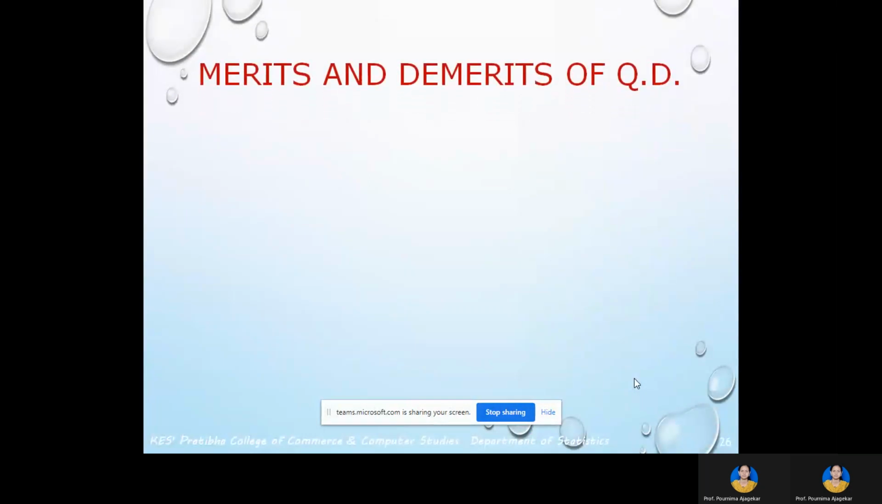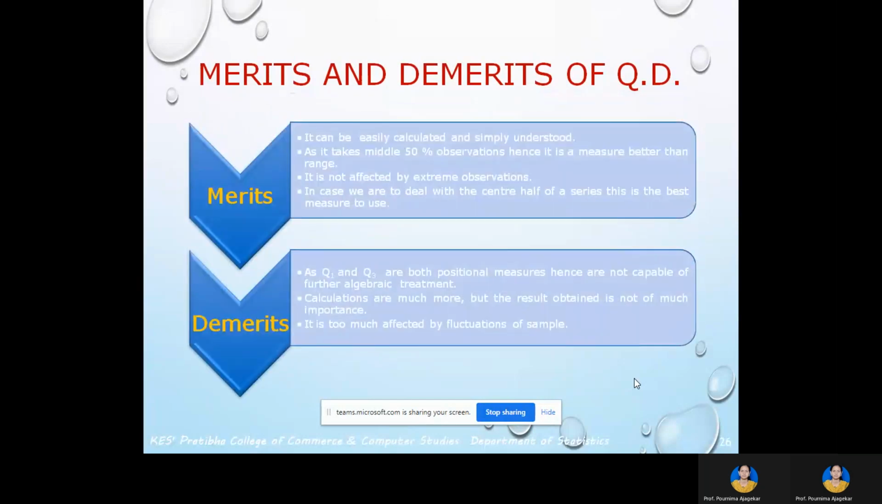Now let's see what are the merits and demerits of the quartile deviation. Merits are it can be easily calculated and simply understood as it takes middle 50% observations, hence it is a measure better than range. It is not affected by extreme observations. In case we are to deal with the center half of a series, this is the best measure to use.